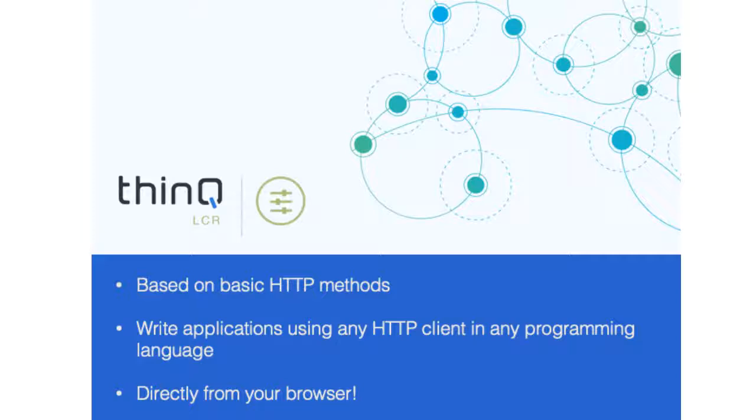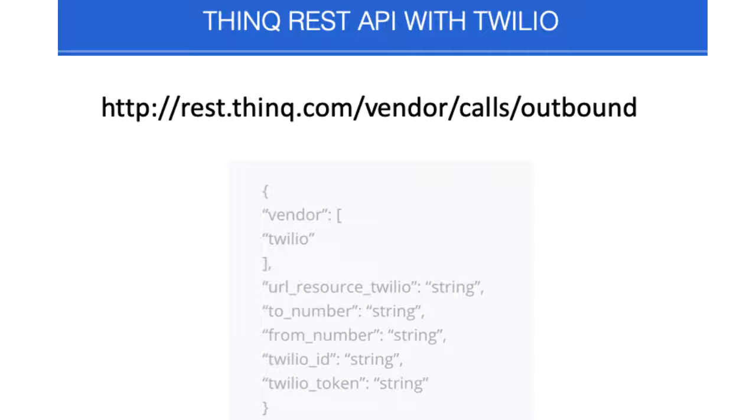This particular webinar is going to be focused on our connection to Twilio, but it's worth mentioning that this same API call could be used through Plivo as well, although it does require a few simple parameter changes. The API URL that you'll be calling is rest.thinq.com/vendor/calls/outbound. For those who are using thinQ's API solution in your environment today, you will notice that this URL is going to be different from our normal API offering, which is api.thinq.com.